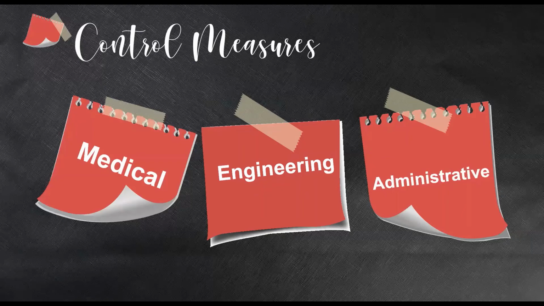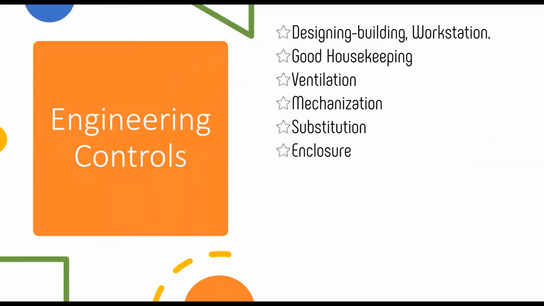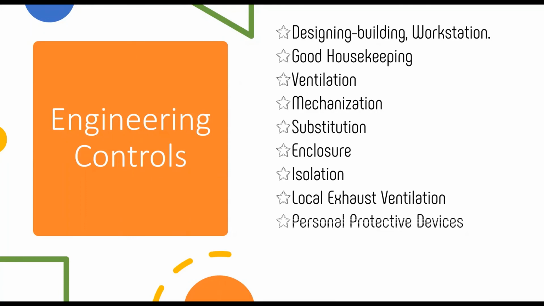Okay? Okay. Now, let's proceed to examples of different engineering controls. Okay, so designing building, workstation. So ito yung, this pertains to the engineering of the facility and the use of protective devices. Example of a protective equipment is yung ating biosafety cabinet.